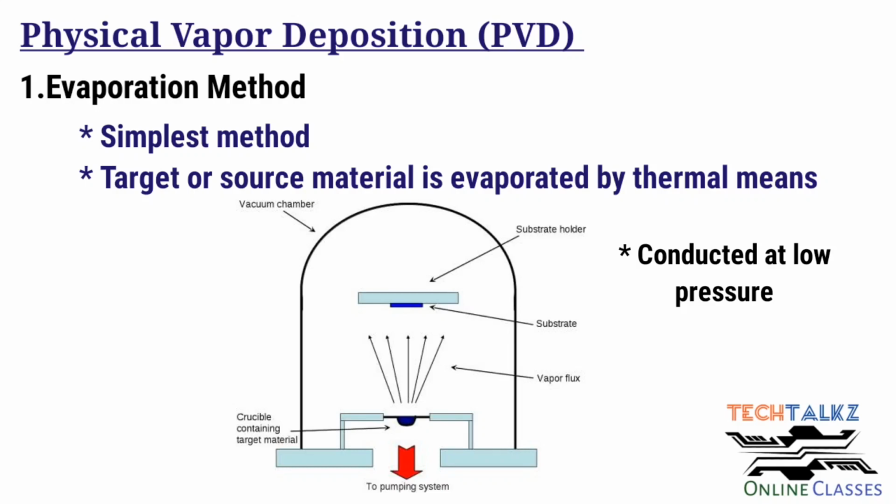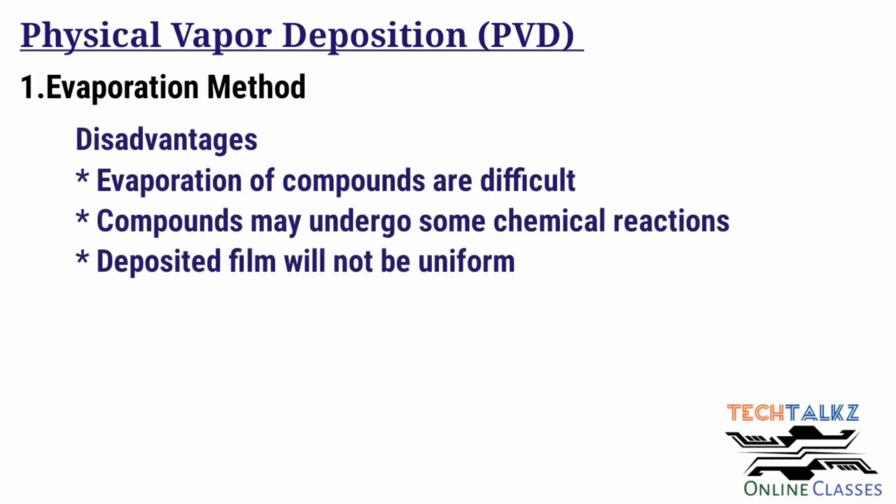In practical terms, the collision will be negligible. Even though it is a simple process, there are some disadvantages. Here the evaporation of compounds is very difficult. It will be very difficult for those having a high melting point. Then these compounds may undergo some chemical reactions at high temperature. And sometimes the deposited film will not be uniform.